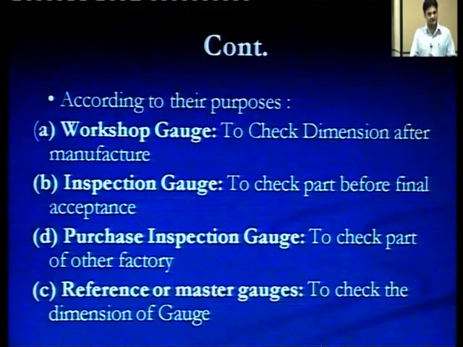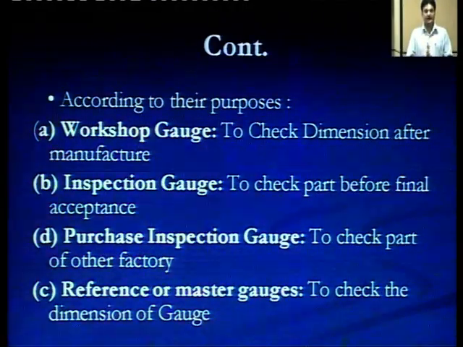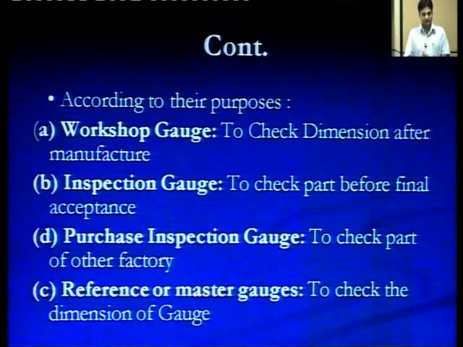Second is the inspection gauge. It is to check the part before final acceptance. Inspection is being done, and if it does not clear that inspection, it is sent back or rejected for further action. Next is the purchase inspection gauge. This is used by the factory to check whether the part they are producing is as per their specifications or not.